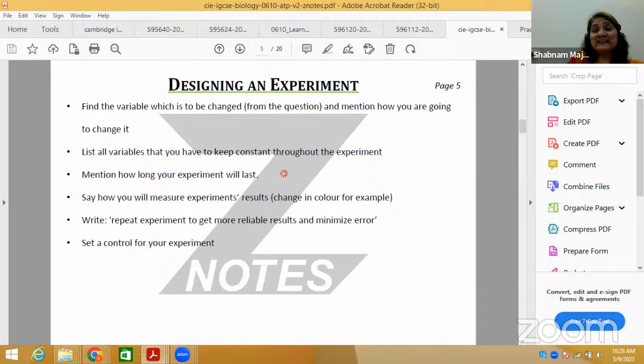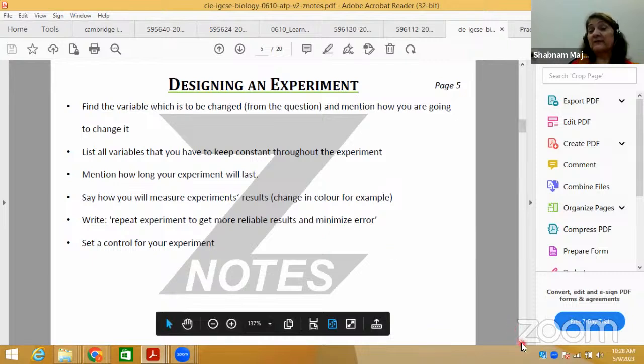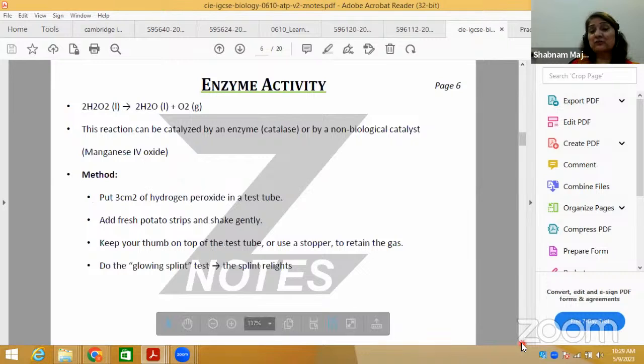List all variables that you have to keep constant. Already explained what are controlled and standardized variables, how to do them. Mention how long your experiment will last. State how you will measure the experiment result, change in color for example, I already explained. Write repeat of the experiment to minimize errors, already told you. To get more reliable results, you have to set up a control with the experiment, already explained.